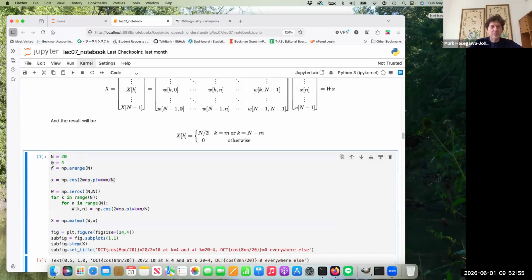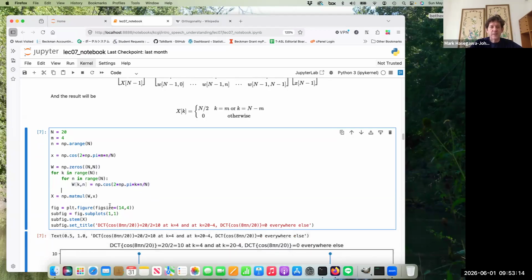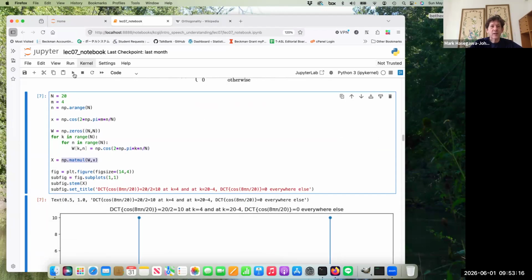So let's do that. We'll take 20 samples and we'll create a cosine at frequency 4 cycles. And then I'm going to create a W matrix, which is N by N samples, where W of k comma n will be the cosine of 2 pi times k times little n over capital N. And then I'll just multiply those two matrices.